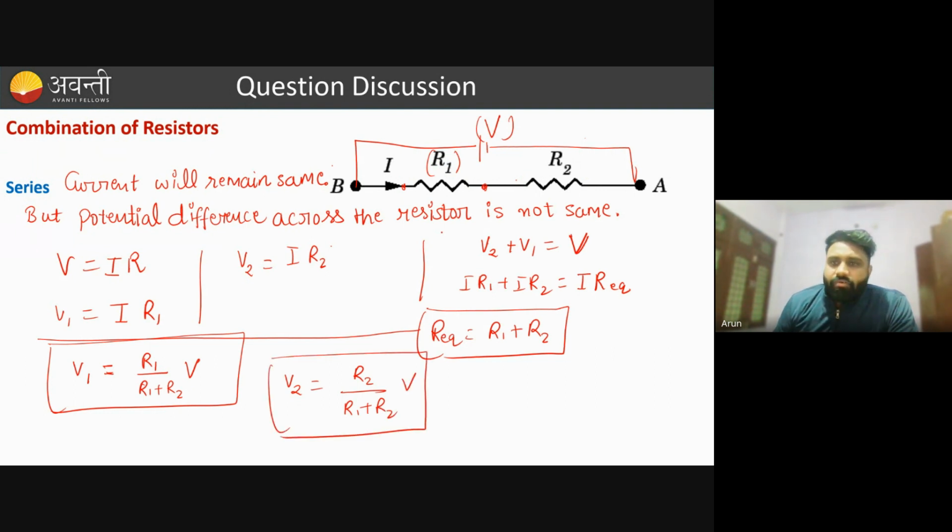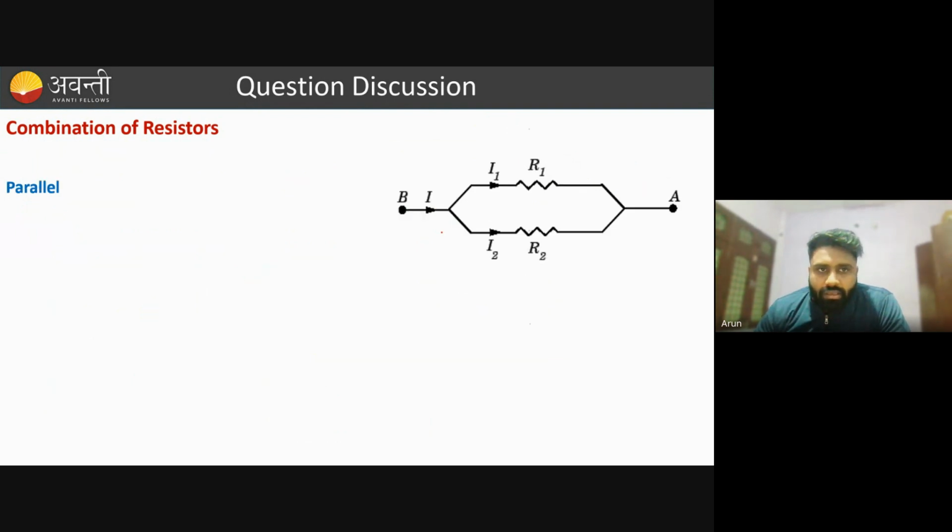So these are three formulas you will keep in your mind, and this will definitely help you in solving questions. Now, combination of resistors in parallel. For parallel, if you see, the current will distribute to this branch and this branch, which means current will not remain the same this time.